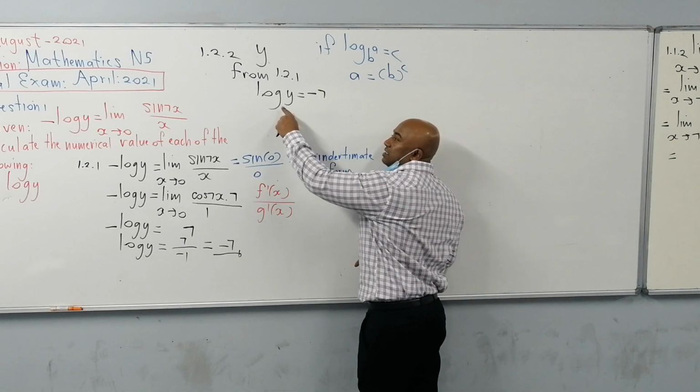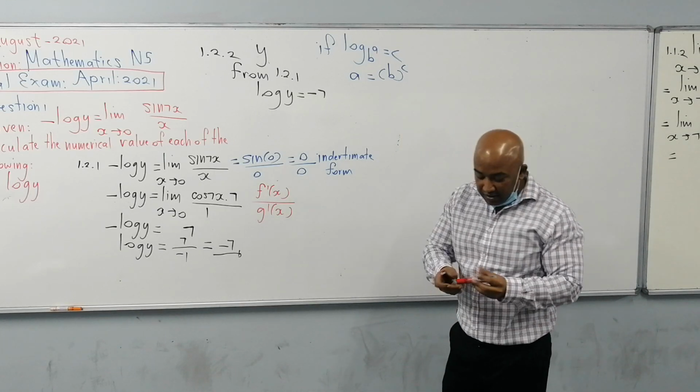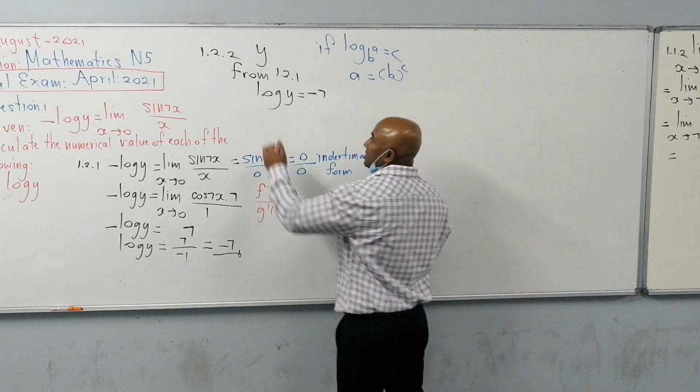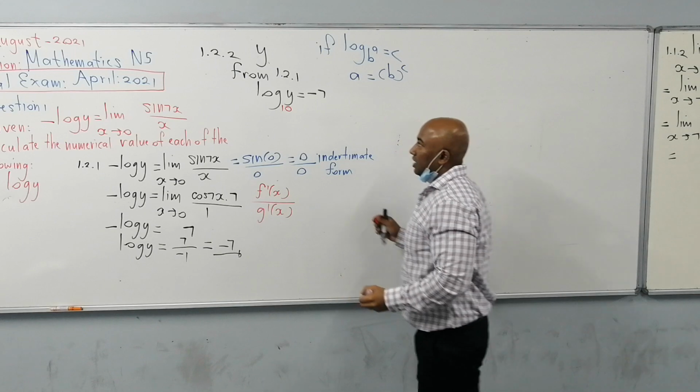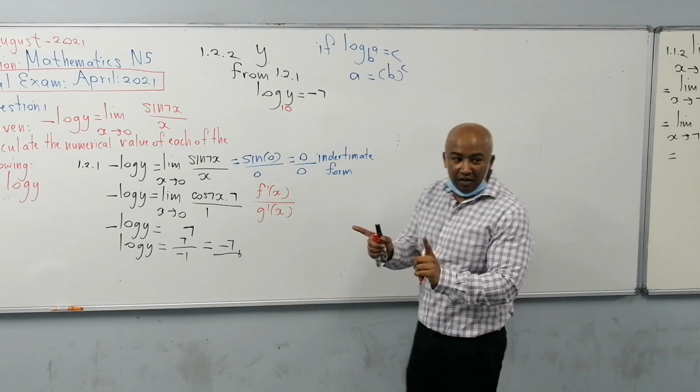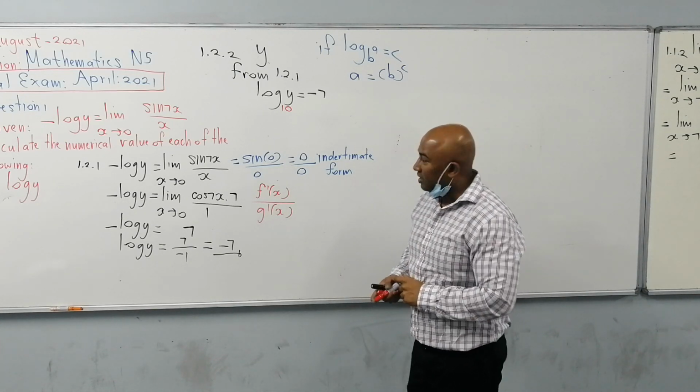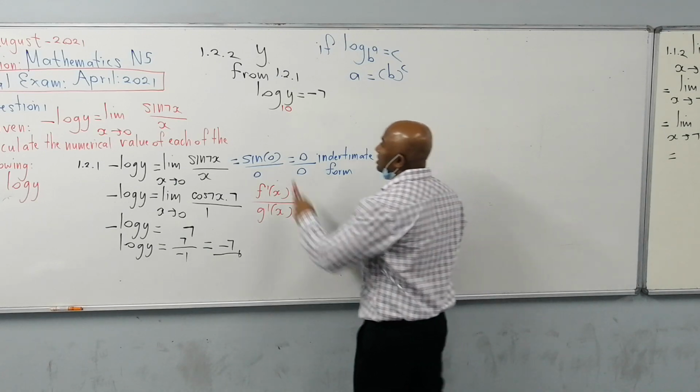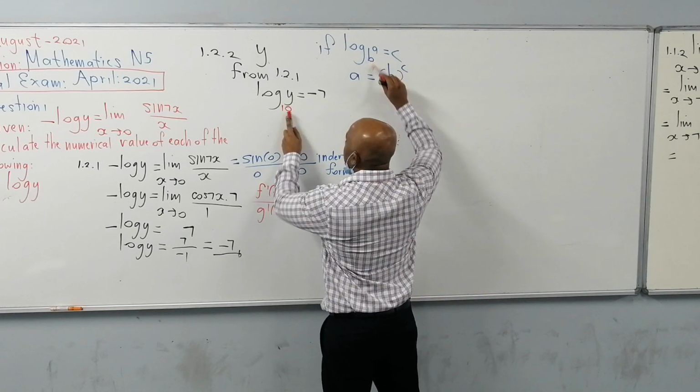So if your base is not shown for logs, what is the base? The base is 10. If it was natural log, then the base is e. Remember this so you don't make a mistake there. So your base here is 10, so your b is 10.